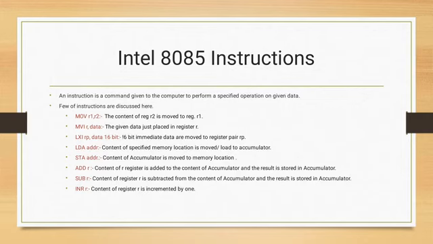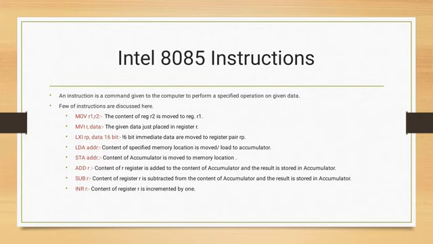The next one is LXI RP, 16-bit data. That means 16-bit immediate data is moved to the register pair RP. It may be the HL pair, the BC pair or the DE pair. The next one is LDA address. LDA address means the content of any arbitrary address location can be loaded into the accumulator. If we take LDA 9000H, the content of 9000 hex will be loaded into the accumulator.